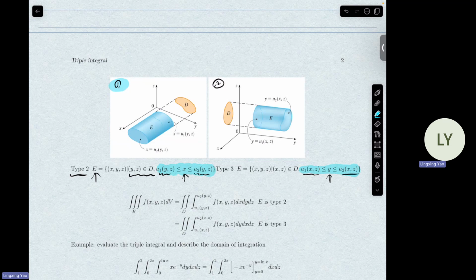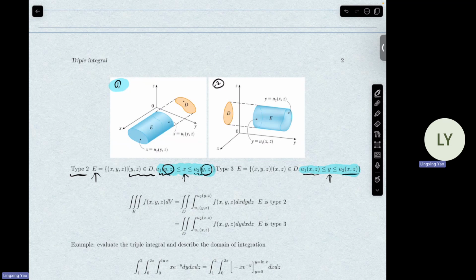First we project E onto the YZ plane. Then imagine that by standing at one point on this D, you shoot a laser straight up over your head, but that straight up is parallel to the x axis. Then you have a lower limit for x and an upper limit for x, and those limits depend on y and z accordingly.